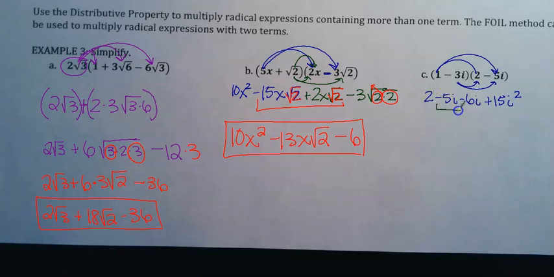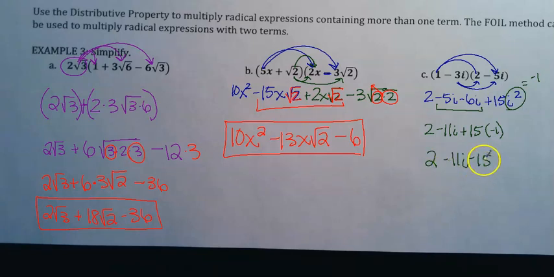All right, then we have like terms. Negative 5i minus 6i. Negative 5i minus 6i is negative 11i. Plus 15i squared, remember, i squared equals negative 1. So this is going to be plus 15 times negative 1, which is going to give us 2 minus 11i minus 15. I have like terms here, 2 and negative 15. So 2 minus 15 is going to give me negative 13 minus 11i.